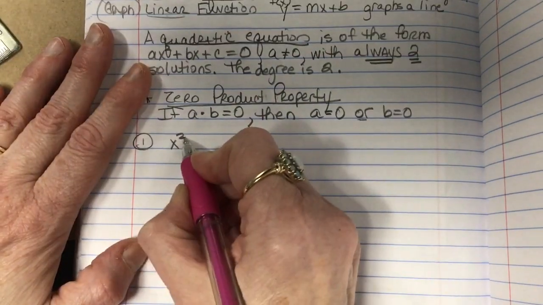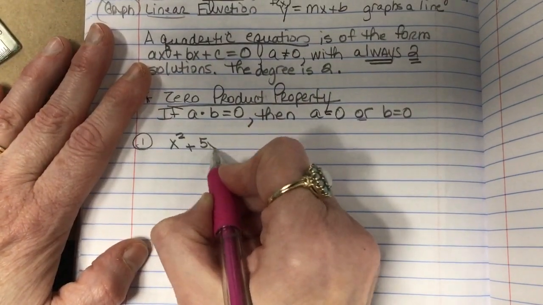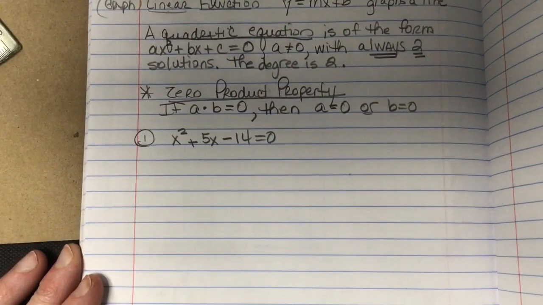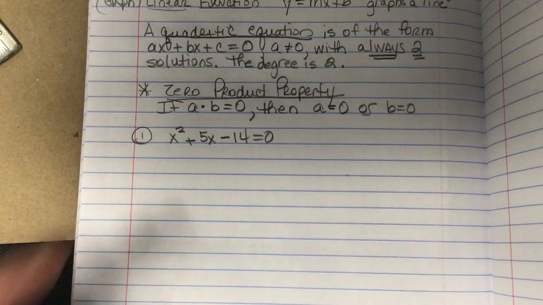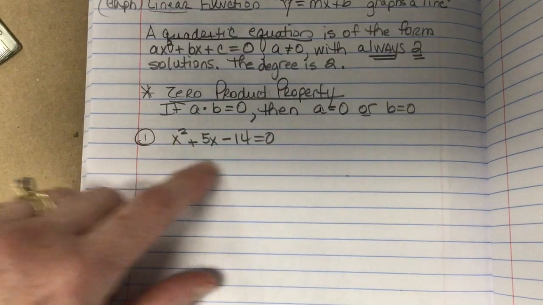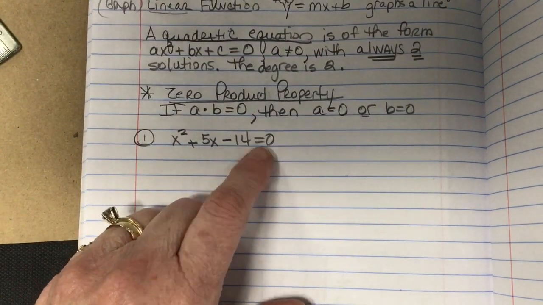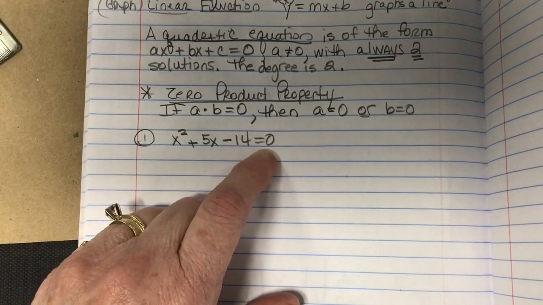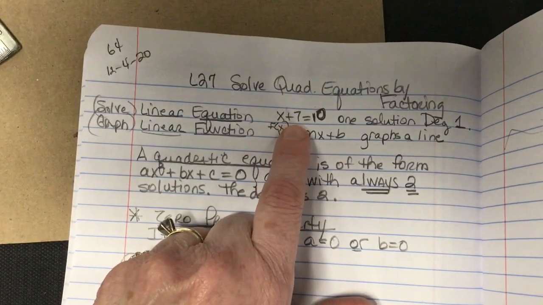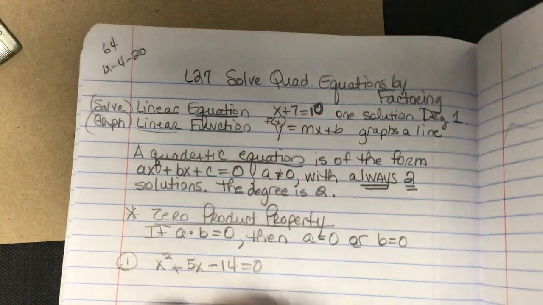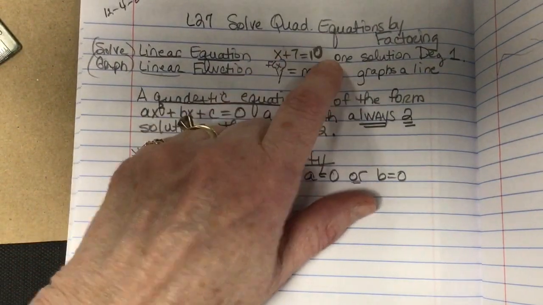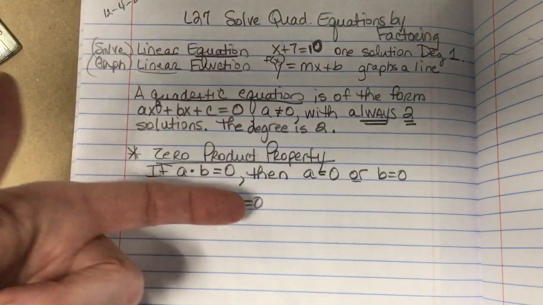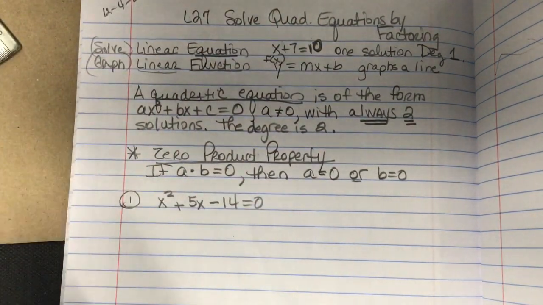X squared plus 5x minus 14 equals 0. So already it jumps out at me and it says I have a squared in me. It is an equation because it has an equals. And everybody thinks that 0 is not important, but that 0 is a number, just like 2 or 3 or whatever. Like this, x plus 7 equals 10. If you have x plus 7 equals 0, you subtract 7 and you get x equals negative 7. So that can be a 0. This has to be a 0 for you to be able to work it.